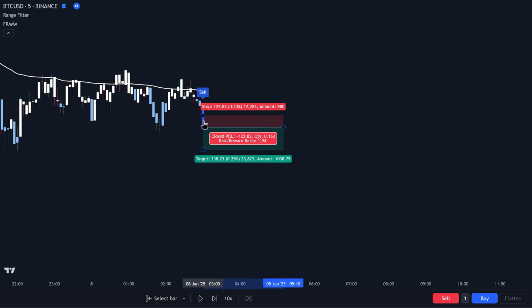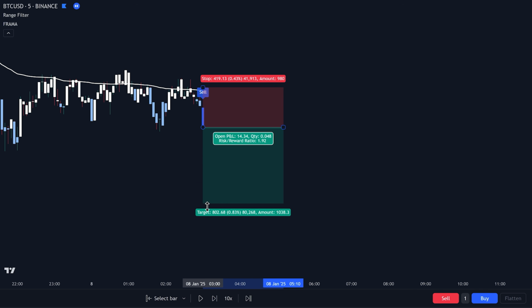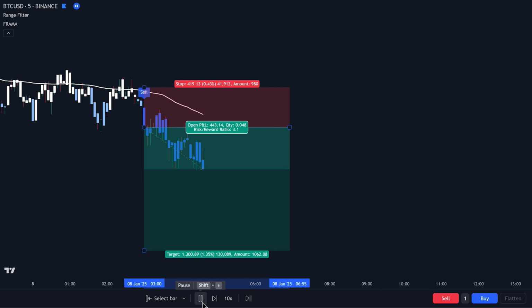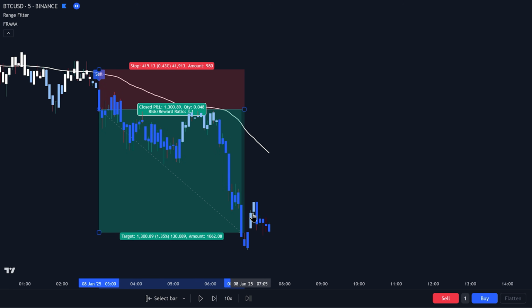Set your stop loss just above the FRAMA line. This ensures we are protected if the market moves against us. Next, set your take profit target at a 3-to-1 reward to risk ratio. If we let the trade run, we can see that it hits the take profit, confirming this trade was successful.